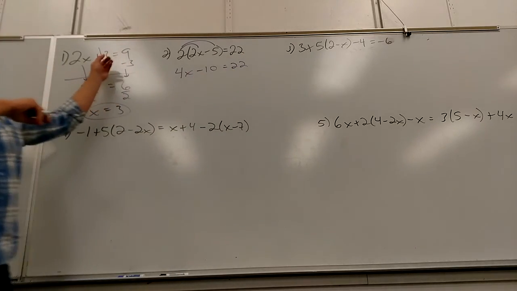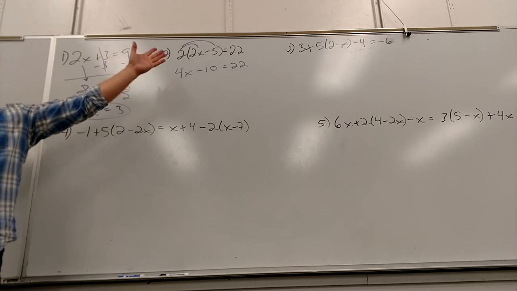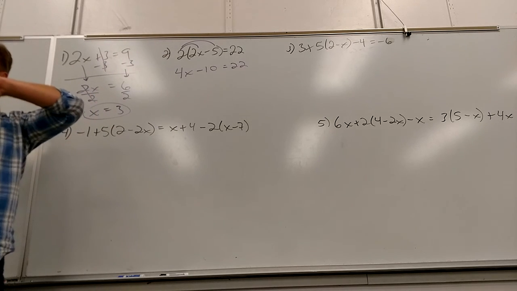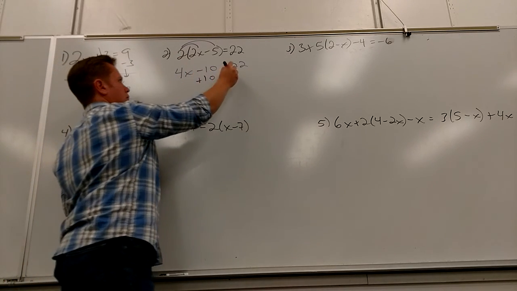And that was a lot like the one we did to begin with, right? What's out of place? The 10. The 10's out of place. It's over there with the letters. It should be over on the other side. So of course you're going to do what? Plus 10. Yeah, plus 10.